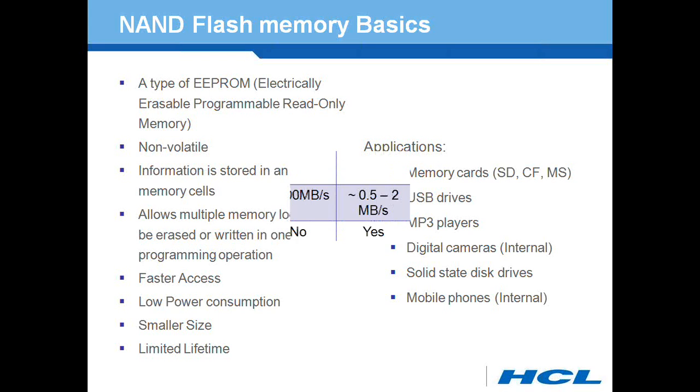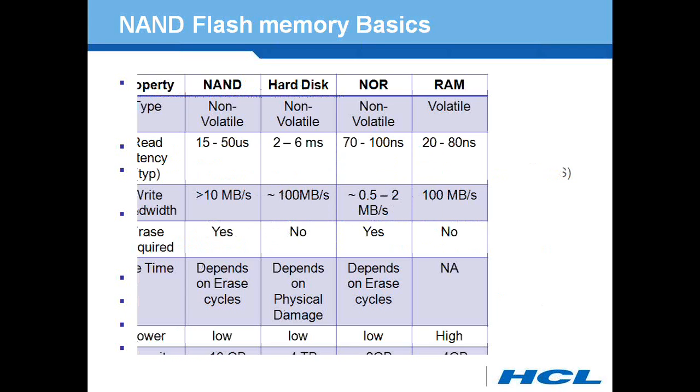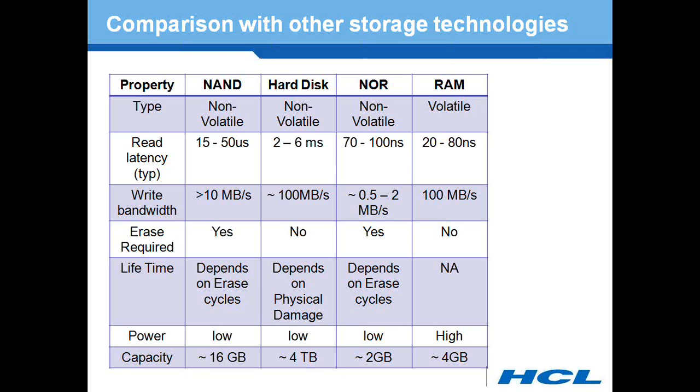The next slide has a comparison with other storage technologies. We are going to compare a few of the NAND flash properties with the hard disk, NOR flash, and dynamic RAM. The first property is holding the data even without power. NAND, NOR and hard disk are non-volatile types of memory, whereas RAM requires power to hold the contents.